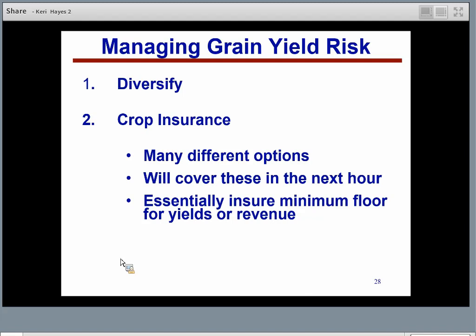The second area is with crop insurance, and we'll kind of talk about that not in the next hour. I promise I won't take that long. But essentially, what we're trying to do is establish a minimum floor for yields or revenue, depending upon what you're purchasing.